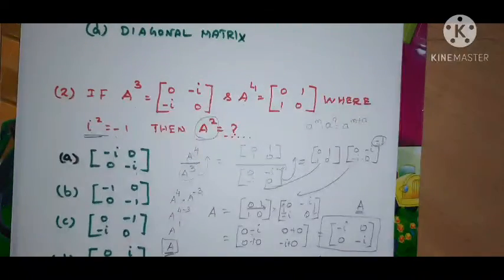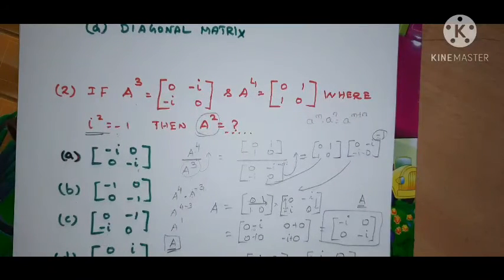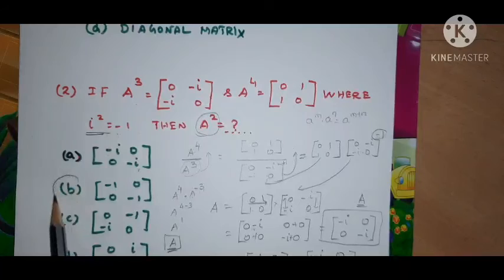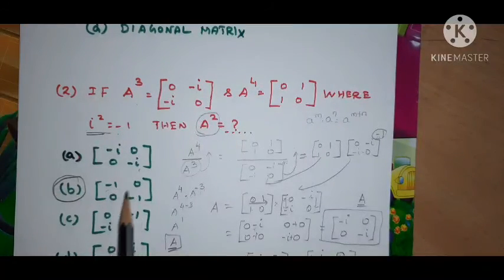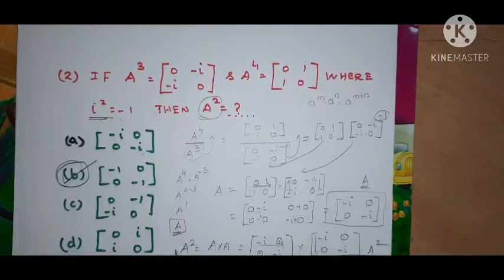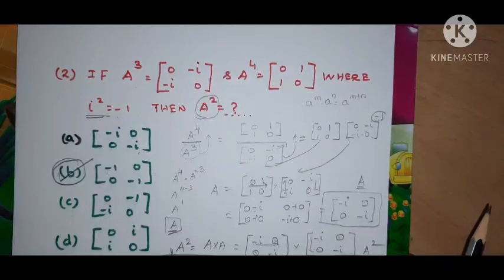So the question is, if A cubed is equal to 0, minus i, 0, and A power 4 is 0, 1, 1, 0, where i squared is equal to minus 1, then the value of A squared is option B, minus 1, 0, 0, minus 1. That's the answer for this particular question. Hope you understand how we solve this problem. Simple mathematics that we have to apply here.